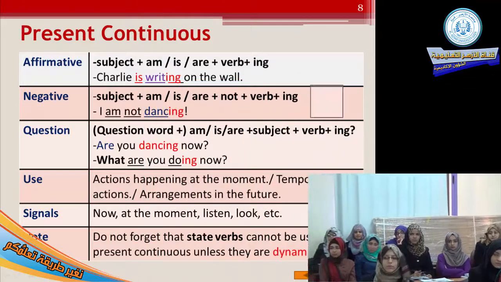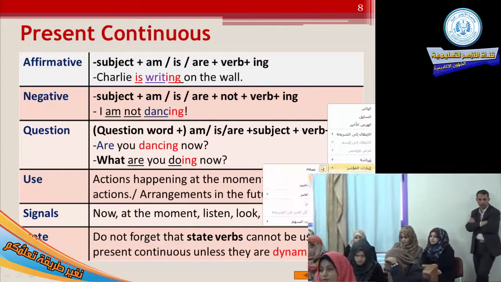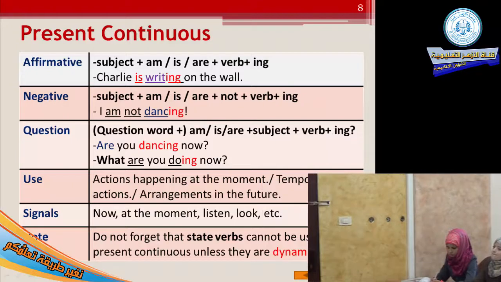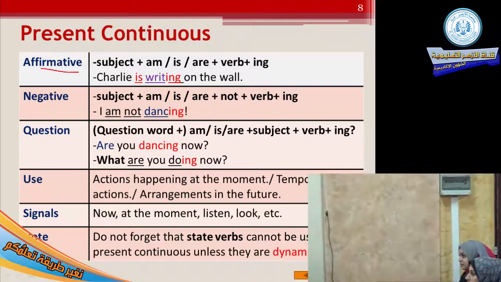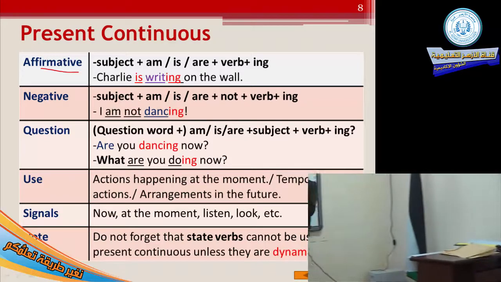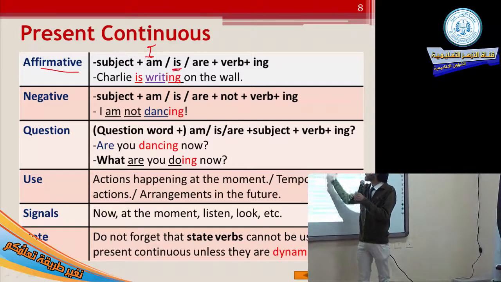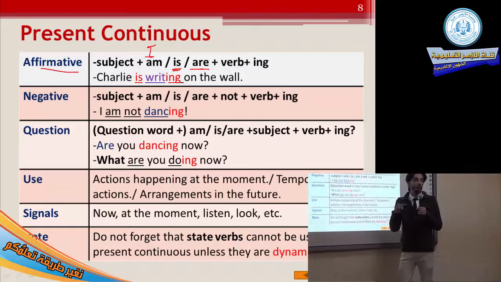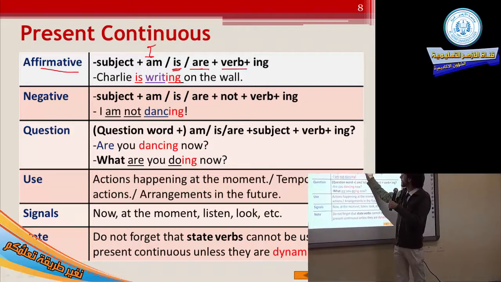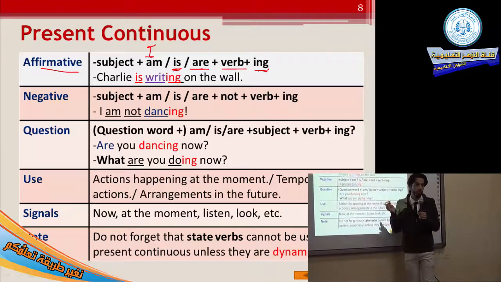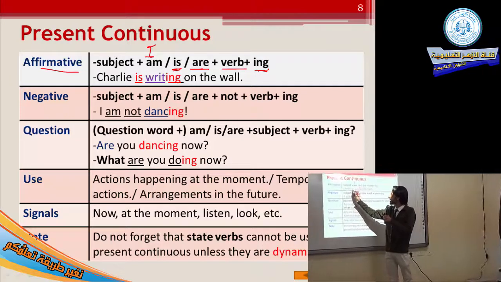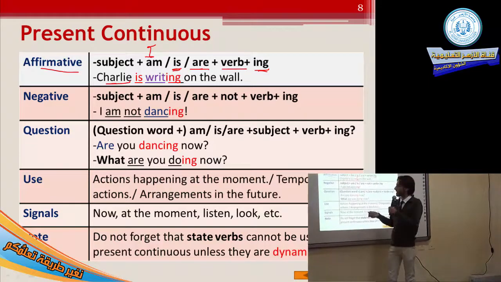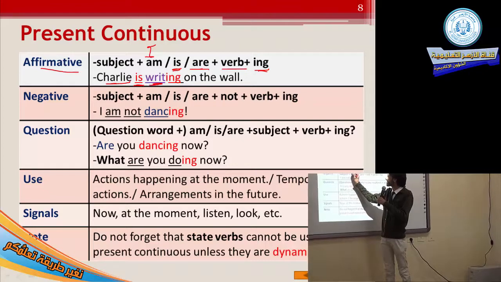And in the present continuous, we're going to have this summary as we did in the present simple. In positive sentences, in affirmative, we use subject plus am if the subject is the pronoun I. We use is in case of a singular subject, and finally are is used with plural subjects. Then you have to use the verb plus ing. For example, which we have already heard, Charlie is writing on the wall. Charlie is a singular subject, so we use the verb to be is, and here is the verb plus ing.